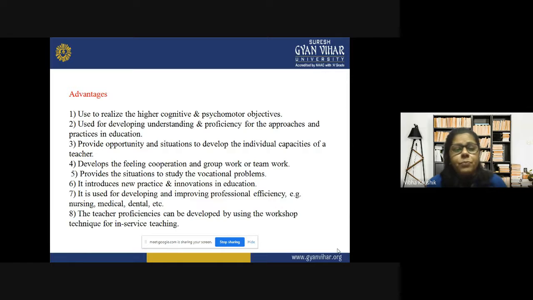the field of education. It is used for developing and improving professional efficiency, for example nursing, medical, dental, etc. And workshops also help in developing and improving the proficiencies and efficiencies of the participants. The teacher proficiencies can be developed by using the workshop technique for in-service teaching. Now, in-service teaching, those teachers who are teaching the students in the field, in the practicals also, for them also we can organize a workshop. And organizing the workshop for in-service teachers helps them to develop their proficiencies.